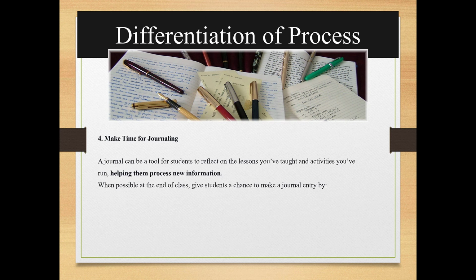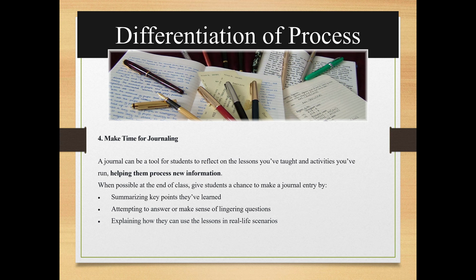The fourth way that we can differentiate through process is by making time for journaling. A journal can be a tool for students to reflect on the lessons you've taught and activities you've run, helping them to process new information. When possible at the end of class, give students a chance to make a journal entry by summarizing key points they've learned, attempting to answer or make sense of lingering questions, explaining how they can use the lesson in real-life scenarios, illustrating new concepts, which can be especially helpful for data-focused math lessons.